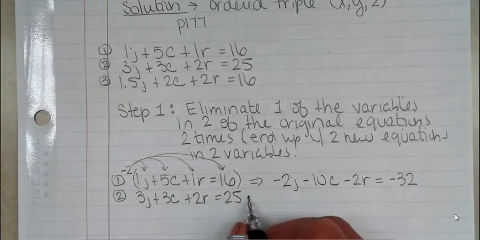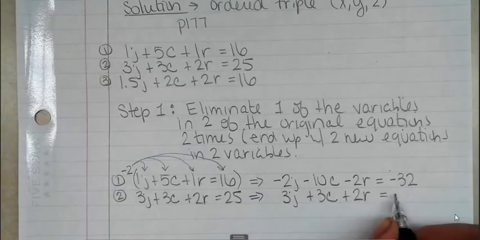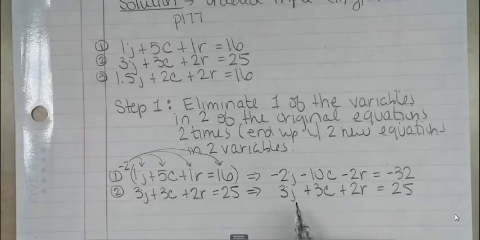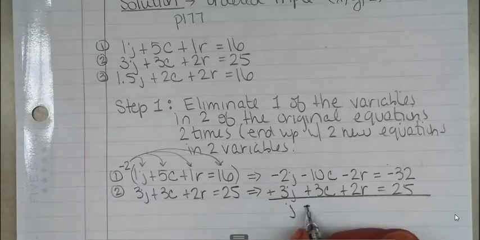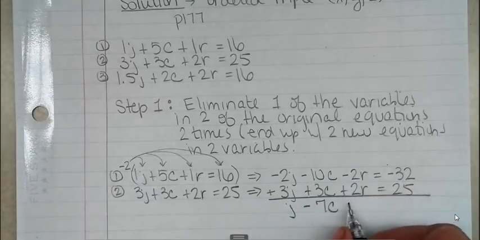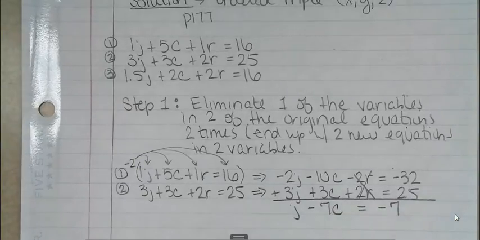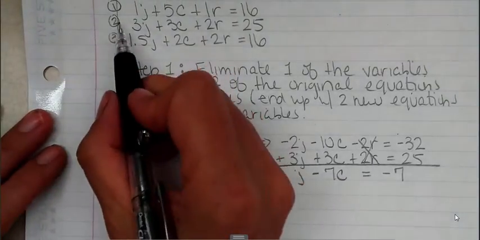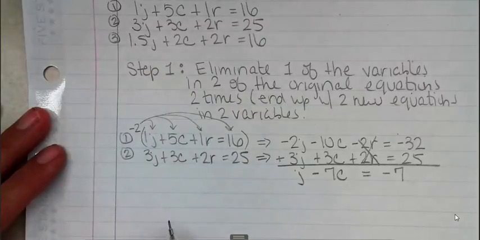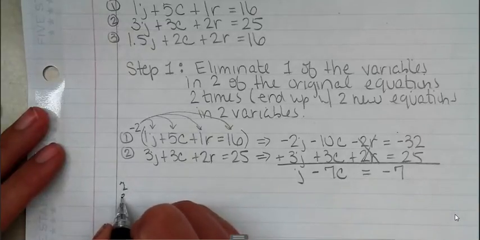And then I'll just rewrite this one. Combine them or add them together. So I get a positive j, a -7c, and basically my r's are gone, and that all equals -7. Okay, so I did it with the first 2 equations, and now I'm going to do it with the next. I'm going to do equation 2 and equation 3. I'm going to eliminate the exact same variable, so I'm going to eliminate r again. Okay, so equation 2 and equation 3.